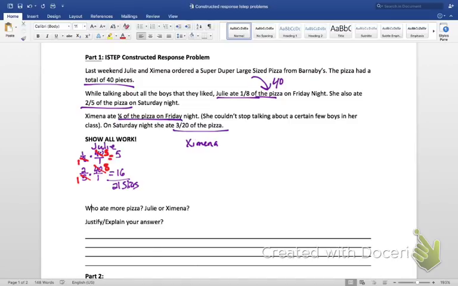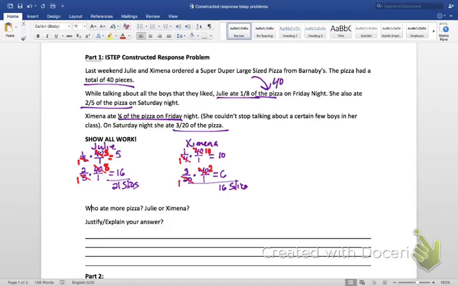All right, so Jimena ate 1/4 of the pizza on Friday night. So 1/4 times 40 over 1. Pre-simplify. 4 goes into 4 one time. 4 goes into 40 10 times. That's going to give you 10 over 1, which means she's had a whole 10 slices. Okay, not bad. What about on Saturday night? Well, we have 3/20. So let's go ahead and do that. 3/20 times 40 over 1. Go ahead and pre-simplify. 20 and 40. 20 goes into 20 one time. 20 goes into 40 two times. 2 times 3 is 6. So she ate 6 slices on Saturday night for a total of 16 slices. All right, that's not bad.